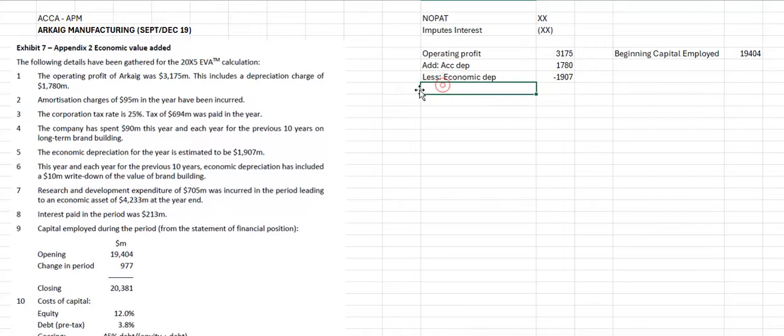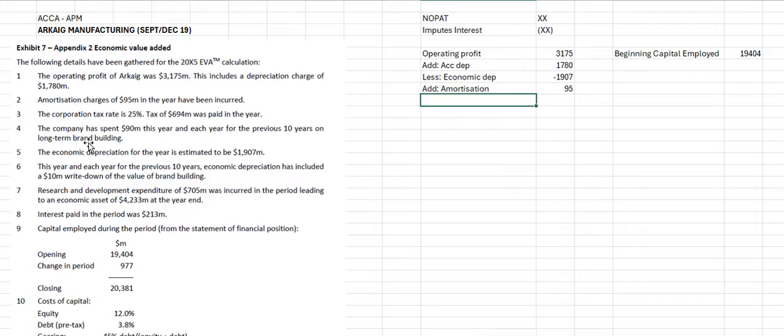Okay. Then amortization is a non-cash expense. It would have been deducted in arriving at this figure. Let's add it back. Add amortization. How much is that? 95. Tax we will do at the end.